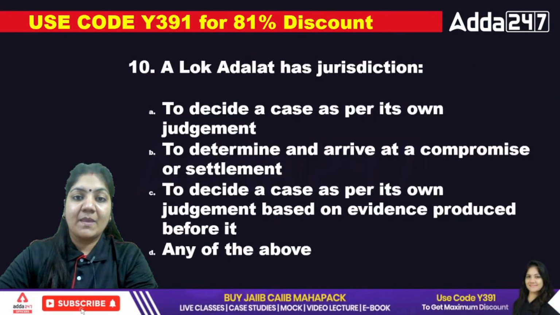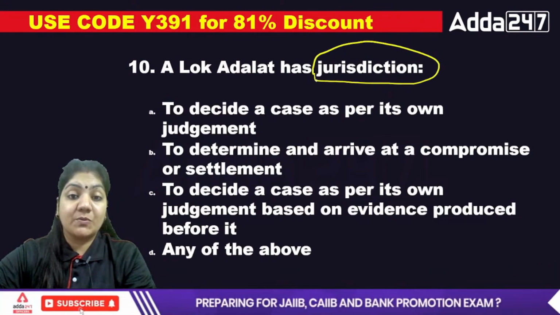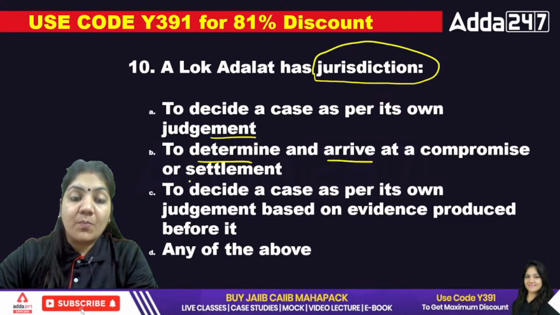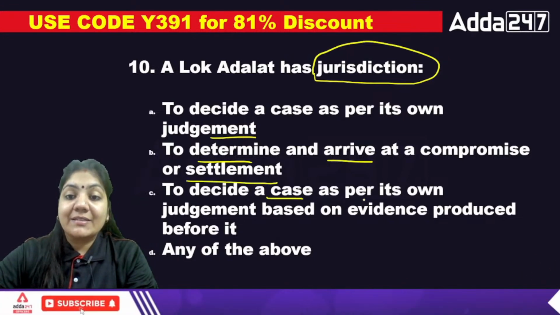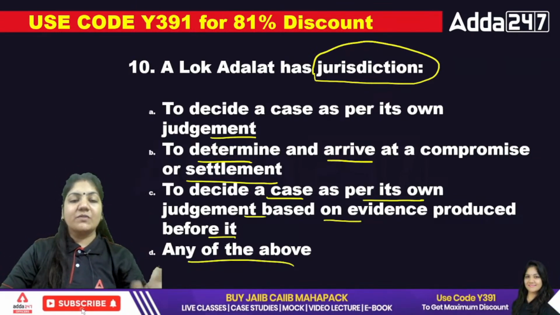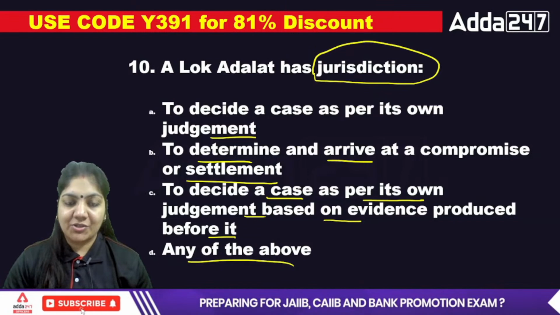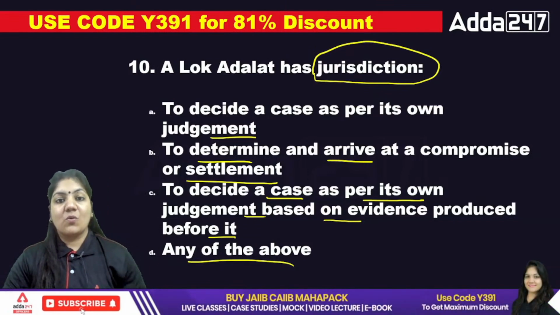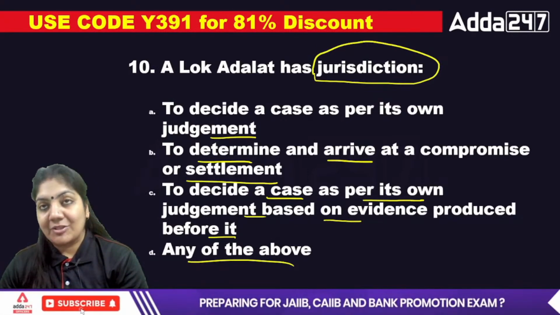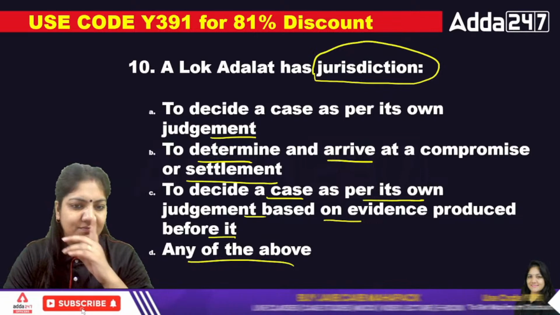Got it? Next. Lok Adalat has the jurisdiction. Jurisdiction means the area in which they can solve the dispute. To decide a case as per its own judgment. To determine and arrive at a compromise or settlement. To decide a case as per its own judgment based on the evidence produced before it. Or any of the above. Which of the following is the right one in the 10th? The Lok Adalat has the jurisdiction to decide a case as per its own judgment, to determine and arrive at a compromise and settlement. If we talk about the banking ombudsman and Lok Adalat, its main aim is to settle the dispute.